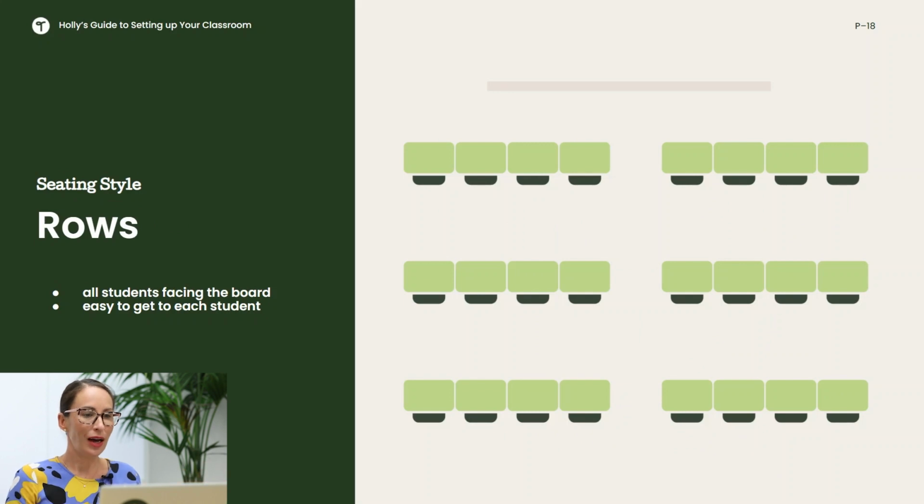Traditional rows, there's lots of teachers who love to do the traditional rows. That's what works best. All students are facing the whiteboard, easy to get to each student. If they're going to be doing a lot of independent work, it's easier for them to see the whiteboard. It's definitely one that may work for your classroom and for your students. So again, it's just what works for you, what works for your students. Every single year, a different arrangement worked for me based on the kids I had in my class.